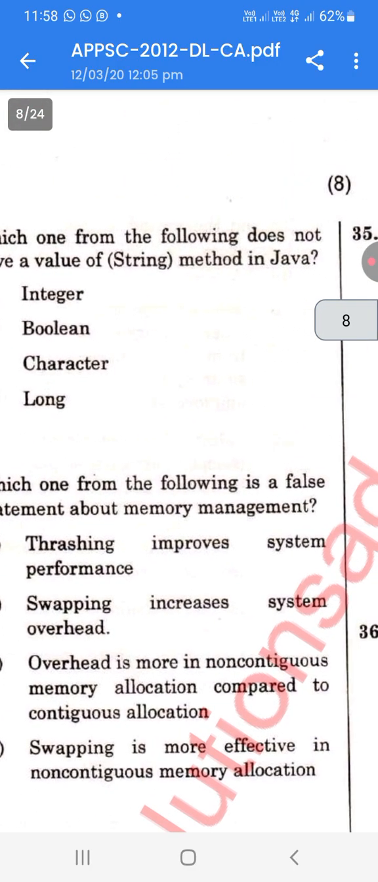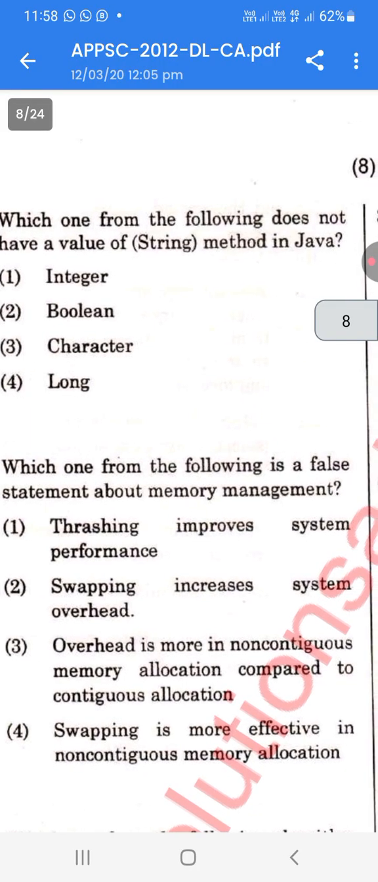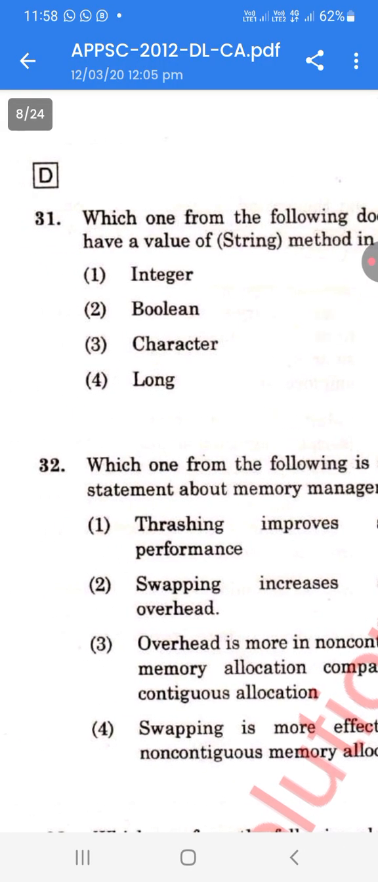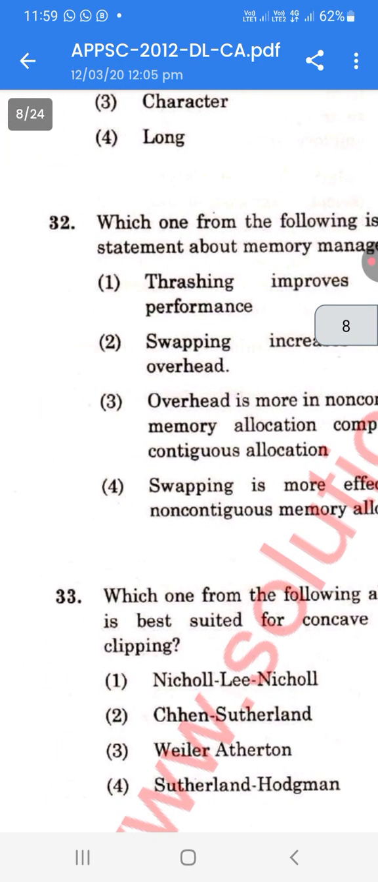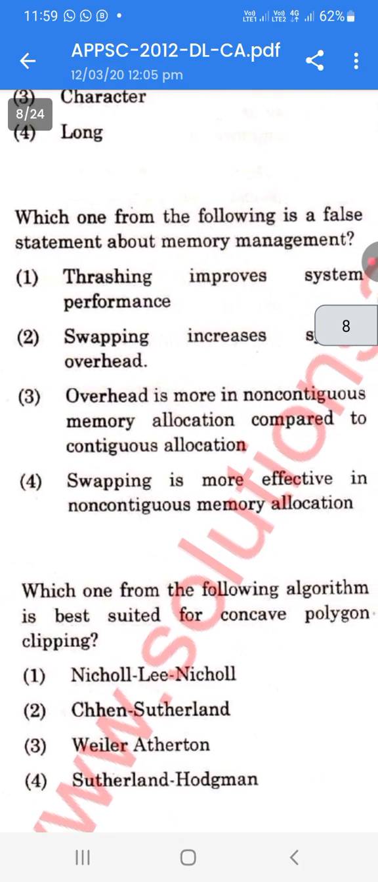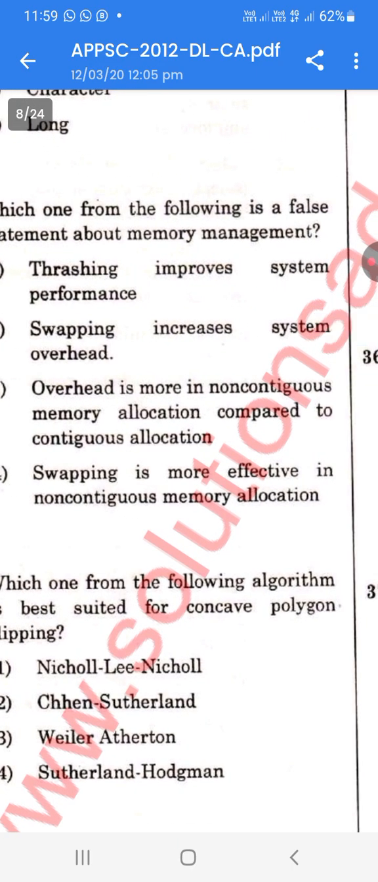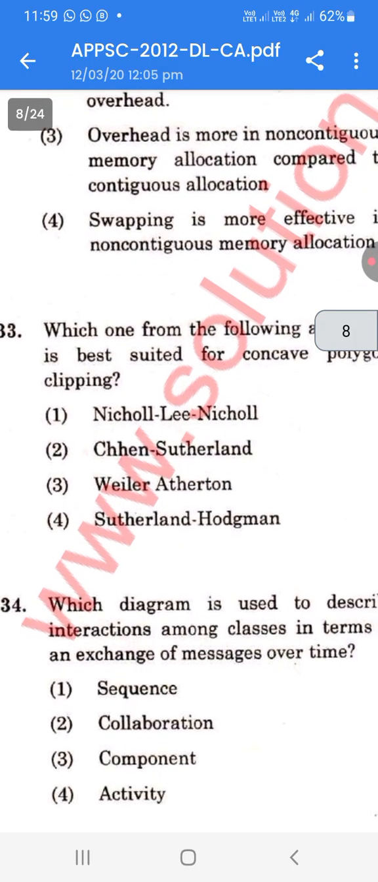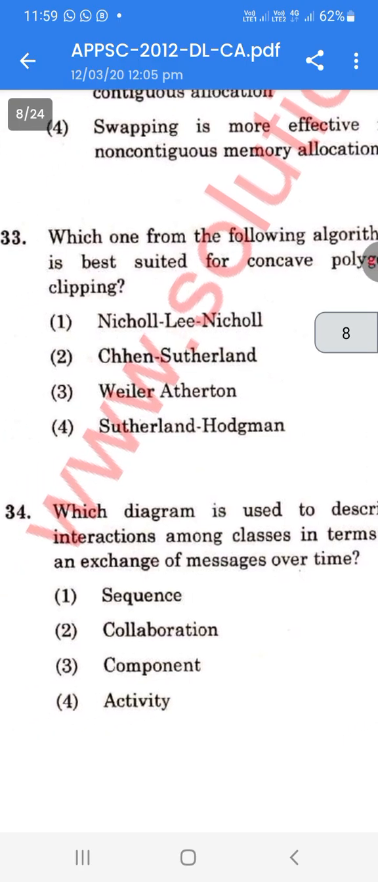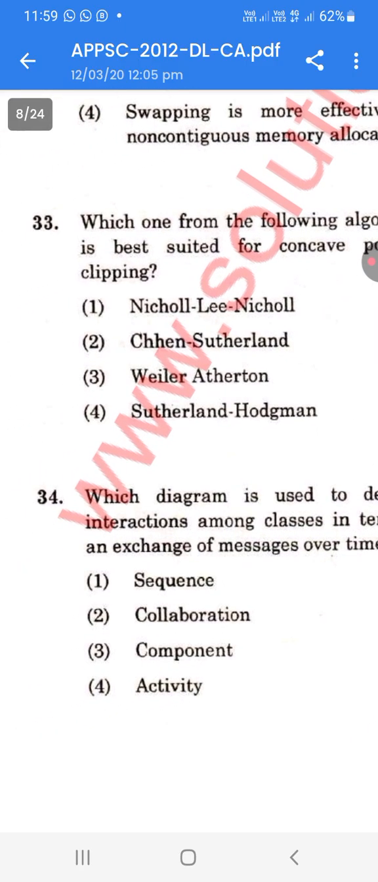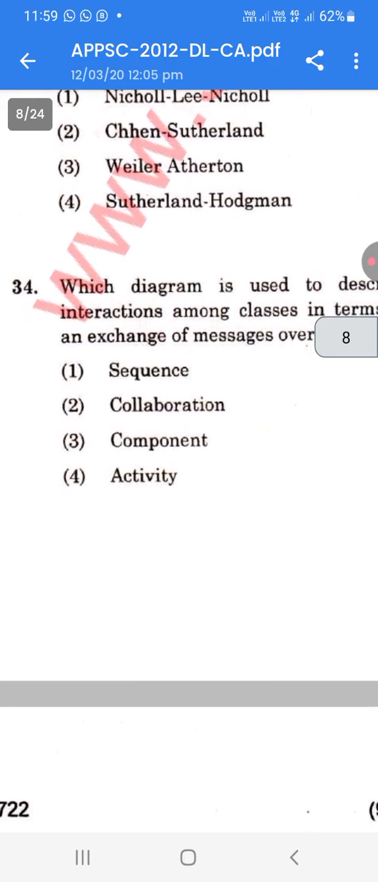31. Which one from the following does not have a value of method in Java? 31.3. Character. Which one from the following is a false statement about memory management? 32.1. Thrashing improves system performance. Which one from the following algorithms is best suited for concave polygon clipping? 3 or 4. Weiler-Atherton and Sutherland-Hodgman. 3 or 4 are true.